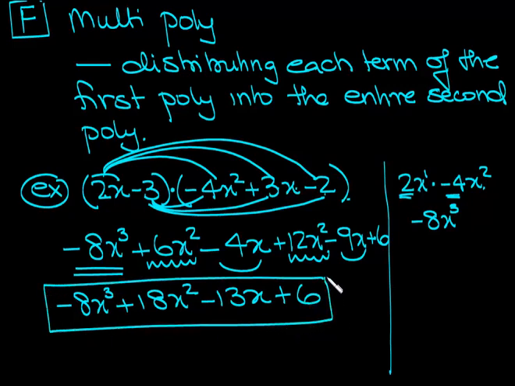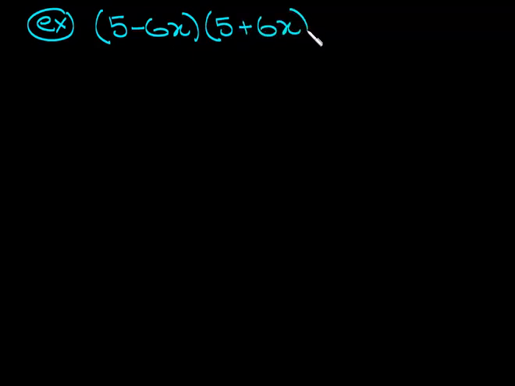So that's how you multiply polynomials. You just basically distribute each term of the first polynomial into the entire second polynomial. Sometimes we can speed this process up. For example, if I give you something like this, 5 minus 6x times 5 plus 6x, I can do it the way I just showed you. I can take this 5, take each term of the first polynomial, multiply it, take the 6, do the same thing. And that would work perfectly fine.